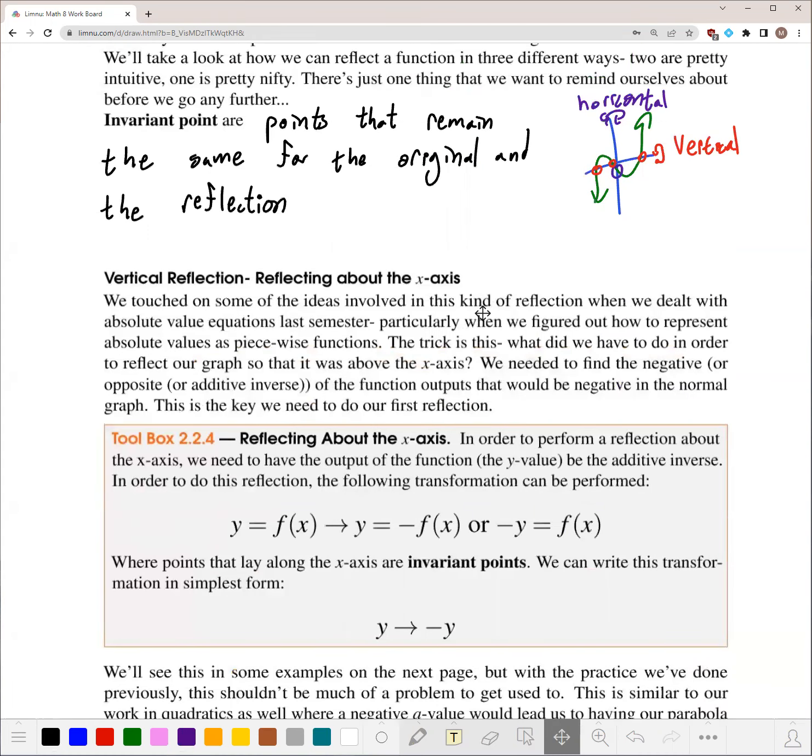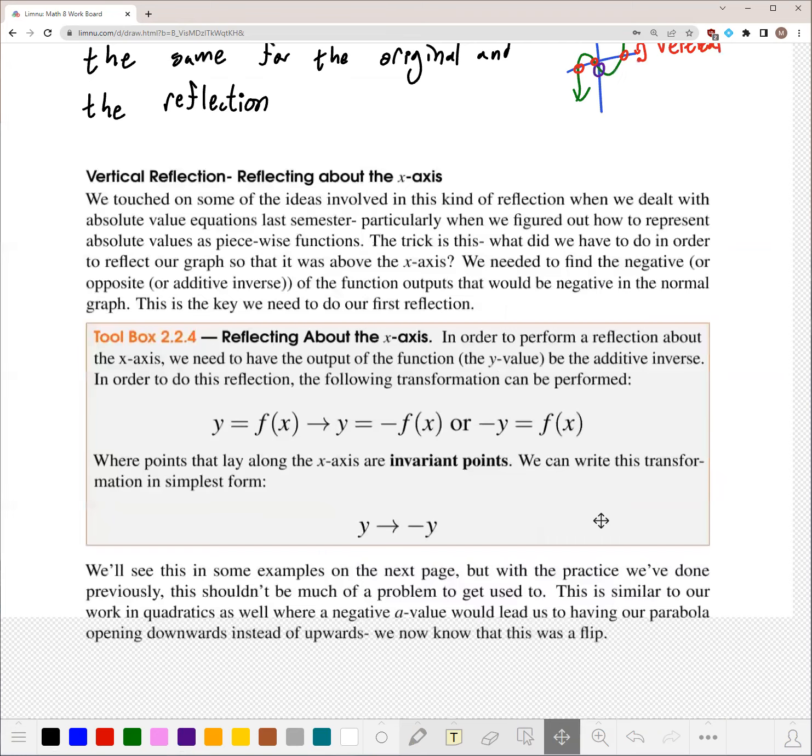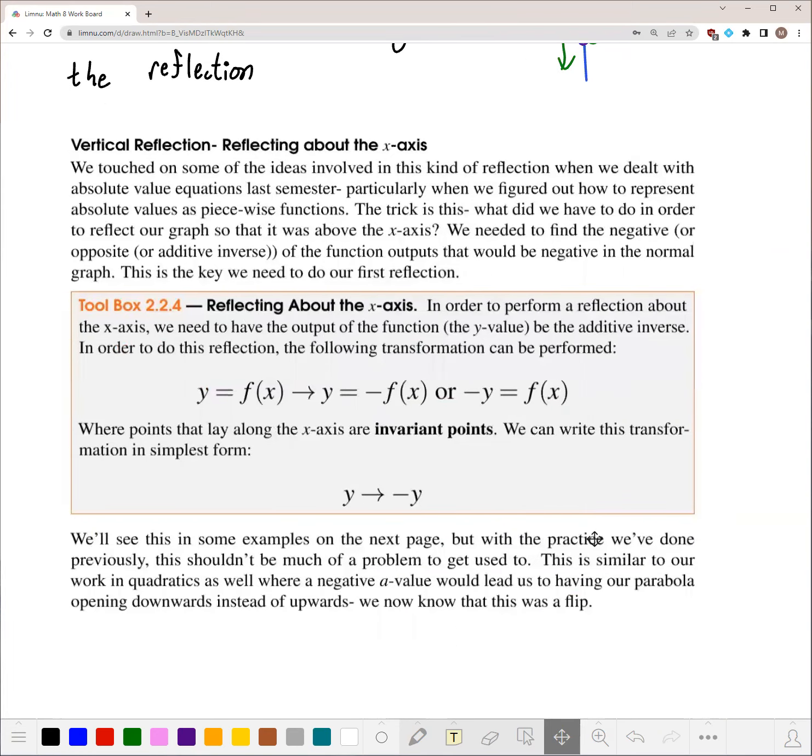First thing we'll do is vertical reflections. And I think we're doing this first because it's the easiest. Really all we're saying is that if I want to reflect something vertically, I essentially want the additive inverse, the opposite, of whatever I've got. So if it's +1, I want -1. If it's +300, I want -300. If it's -2.2, I want +2.2. Just taking the additive inverse of whatever I have as an output, and now my new output should be the opposite. And to do that, it's actually really easy.